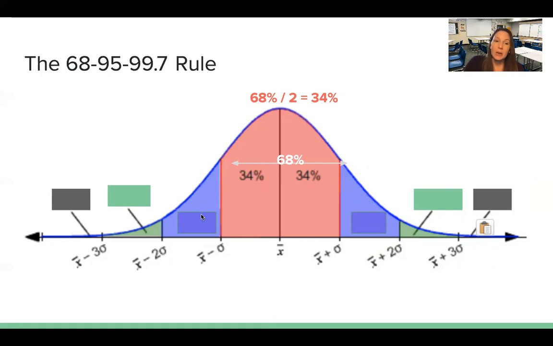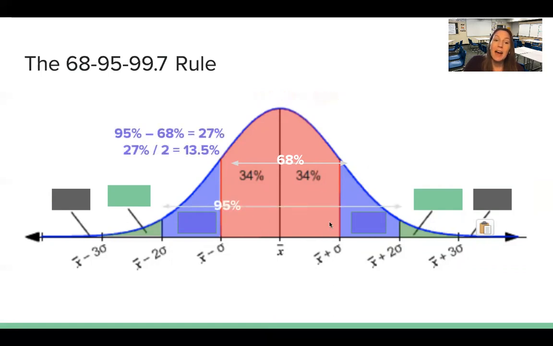Now for the next area, we know that this is going to be 95% of our data. So it goes from this line all the way over to this line. So to find out the purple areas, we know that we can take 95%, subtract the 68 that we just used, and then that will be left with our purple areas. So we can take that purple area, that 27%, divide that by 2, and we get 13.5% for each of those purple areas.